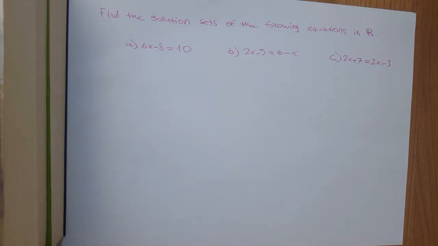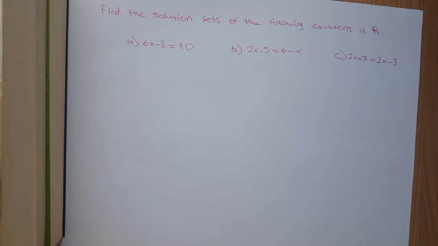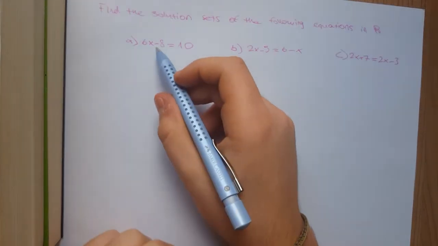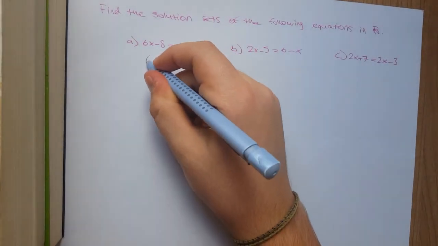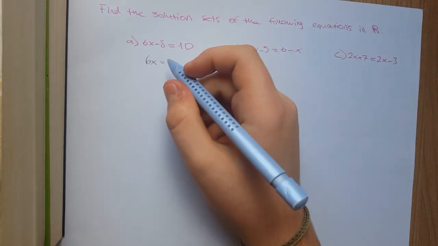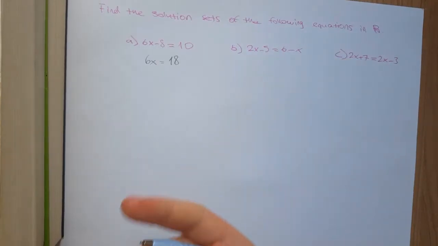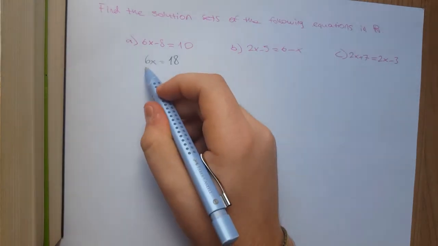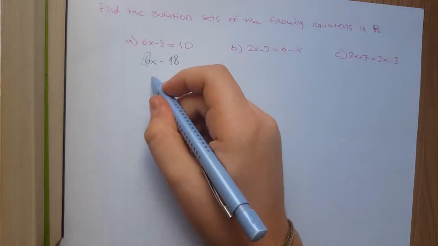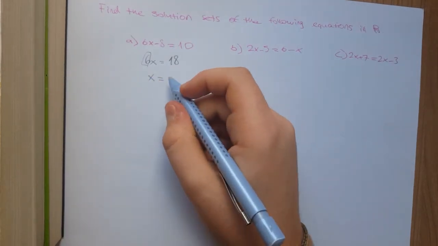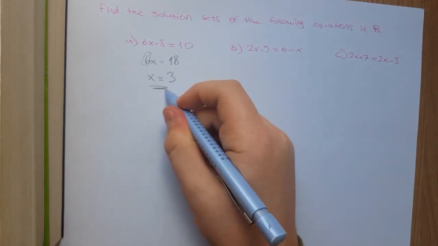And let's solve the last question of today. Find the solution sets of the following equations in real numbers. Let's start with a. As we learned previously, we have to leave the variable alone itself. So we have to add 8 to both sides to leave 6x alone. Then we get 6x equals 18. Then we should divide both sides by 6 because 6 is the coefficient of the variable, so we have to get rid of it. And then if we do it, we get x as 3.